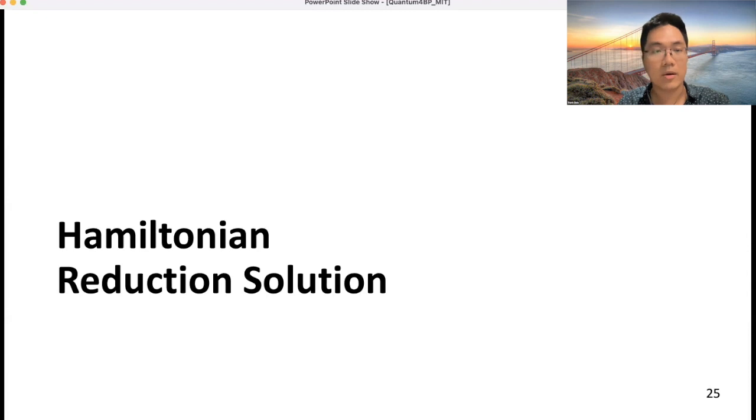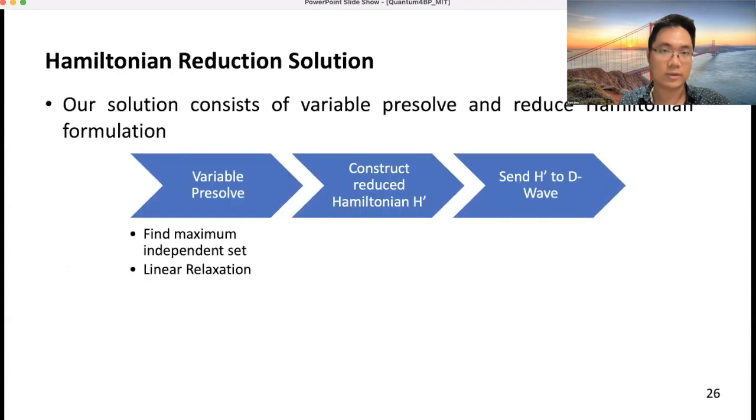So next, I will talk about my Hamiltonian reduction solution. In my Hamiltonian reduction solution, there are three parts in the pipeline. In the first part, I have the variable reduction part, which consists of finding the maximum independent set and doing the linear relaxation on the remaining problem. Then, based on the result, I construct the reduced Hamiltonian H prime, send H prime to D-Wave, and receive the result from D-Wave.